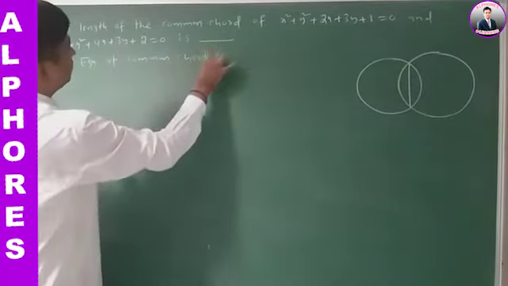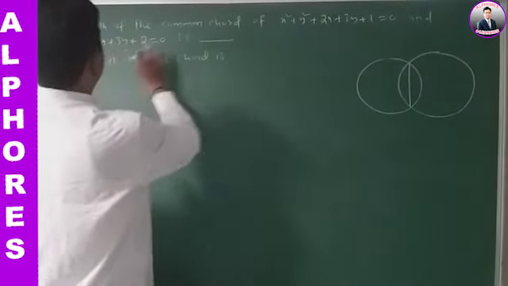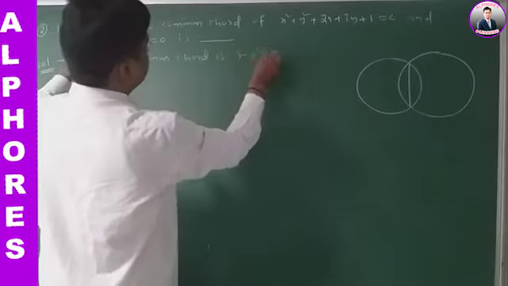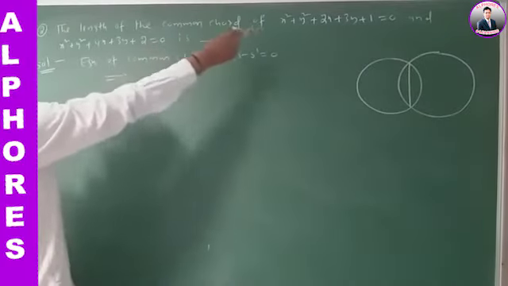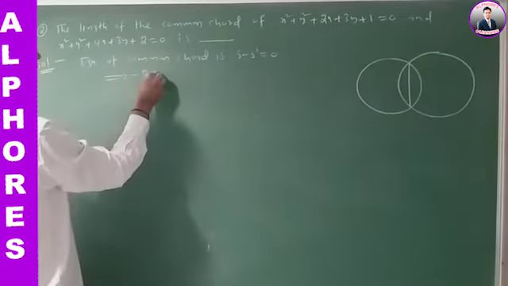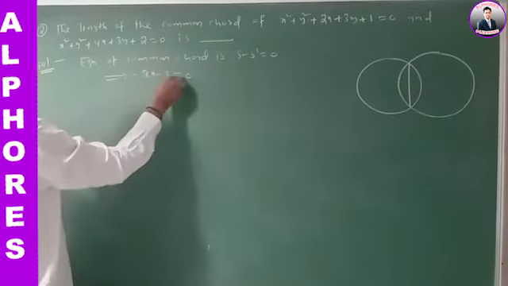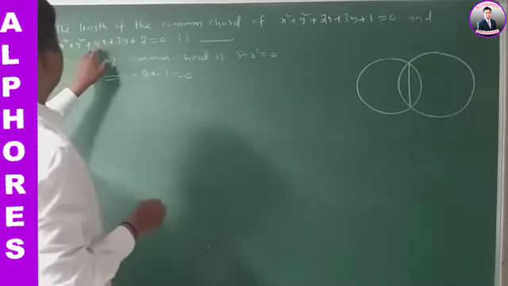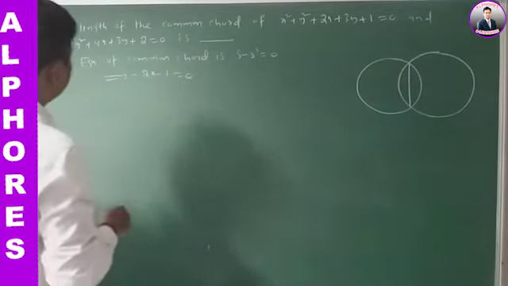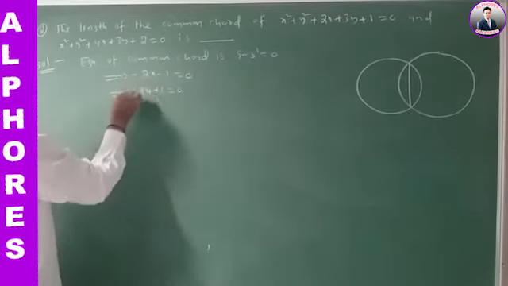Equation of common chord is S minus S dash equal to 0. Implies 2x minus 4x minus 2x, and 3y cancel. Next, the constants: 1 minus 2 minus 1 equal to 0. Here 2x minus 4x minus 2x, and 3y get cancelled. This is the equation of the common chord: 2x plus 1 equal to 0.